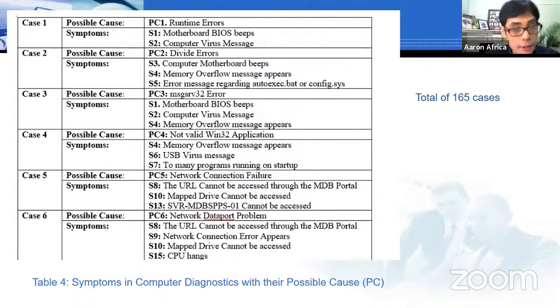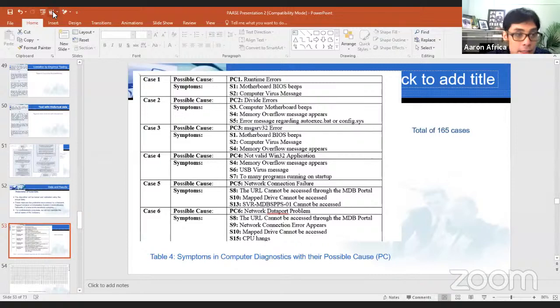Table 4 contains the symptoms in computer diagnosing with possible cause. And we just use a pointer. For example, case 1, possible cause is runtime error. The symptoms: motherboard beeps and computer virus message.